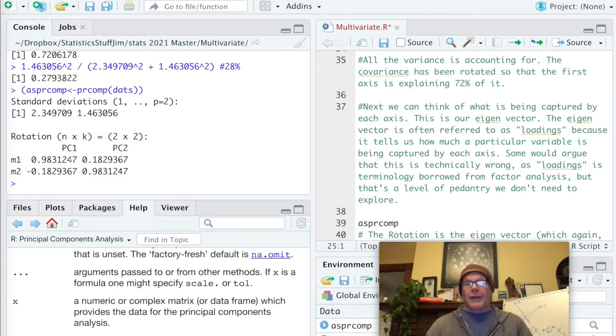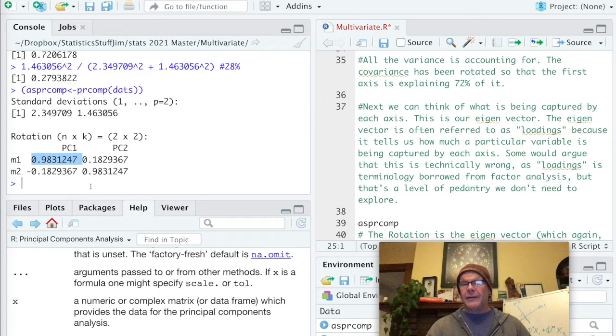The signs tell us, for that particular axis, how those two measurements co-vary with one another. On PC1, which is explaining 72% of the variation, it's dominated by the first measurement, the second measurement isn't terribly important, and they negatively co-vary. Remember, covariance is how things rise and fall together. The fact that we have a negative here and a positive here means that along that axis we have a negative covariance between measurement 1 and measurement 2.